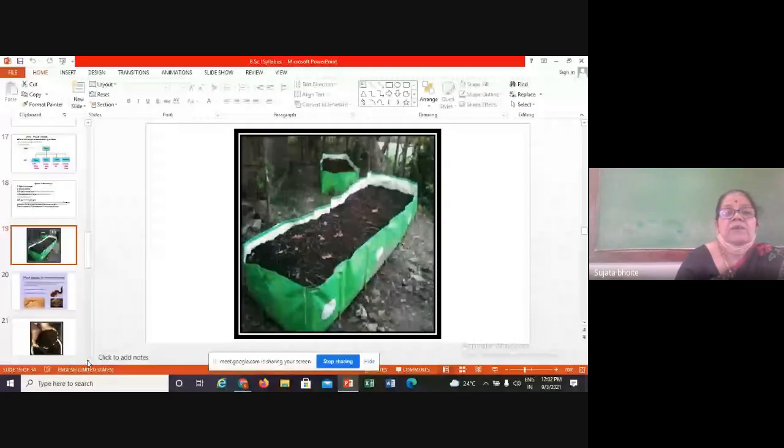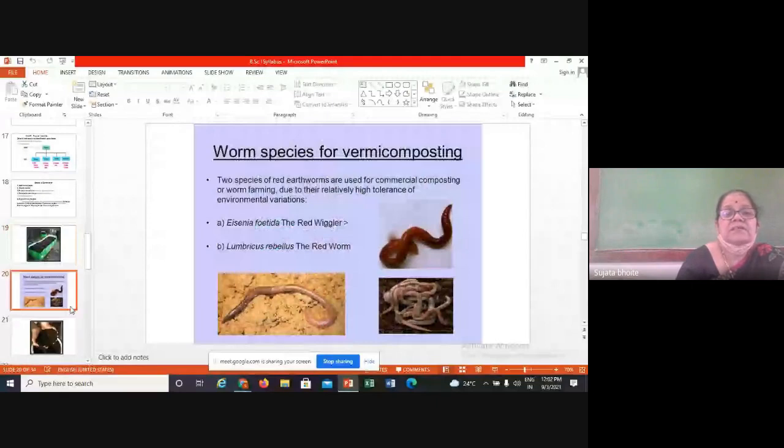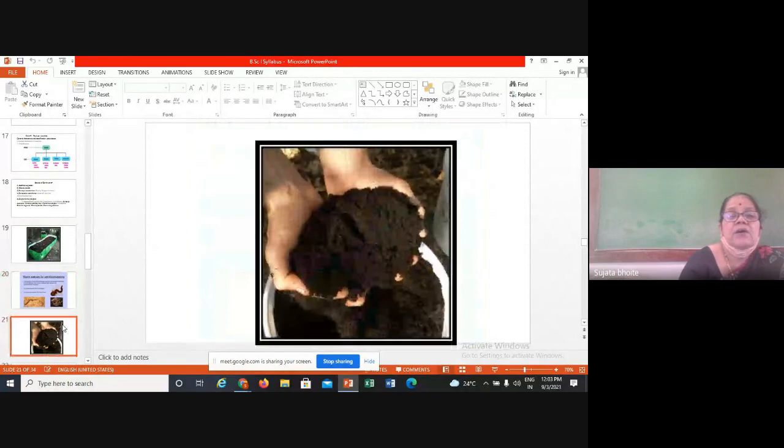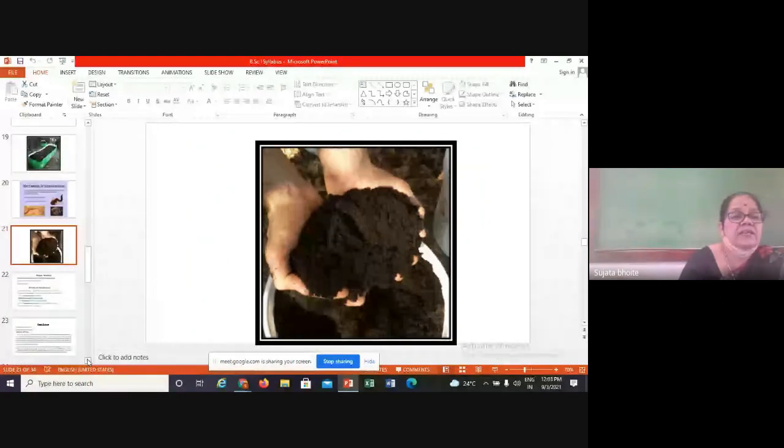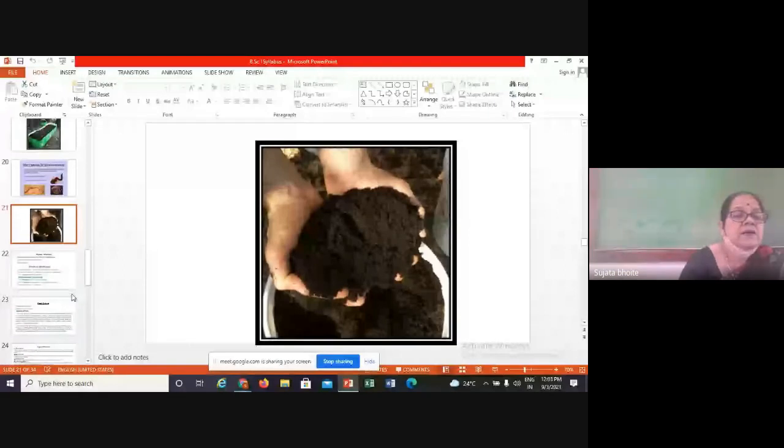Next is the worm species for vermicomposting. The Eisenia foetida, the red wiggler. These are the species of the red earthworm. They are used in commercial composting and worm farming in high environmental variations. And this is the manure of the vermicompost. They have been mentioned in these points. These are the additional points in the new syllabus.